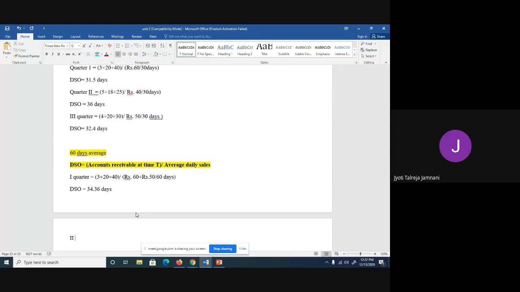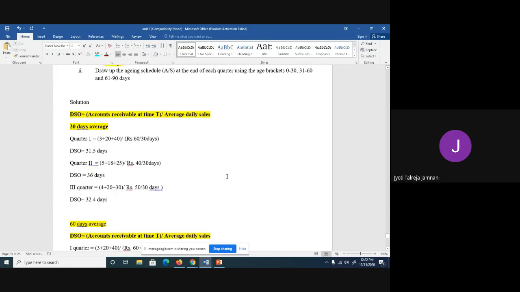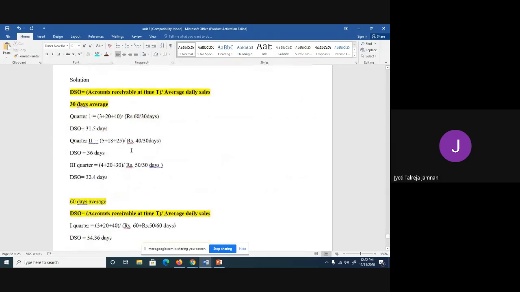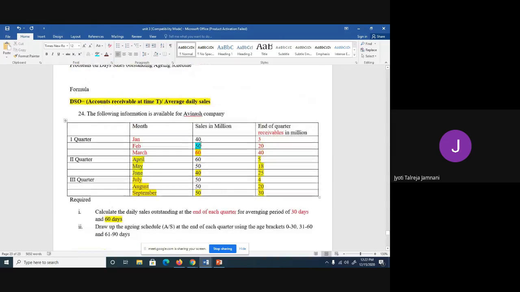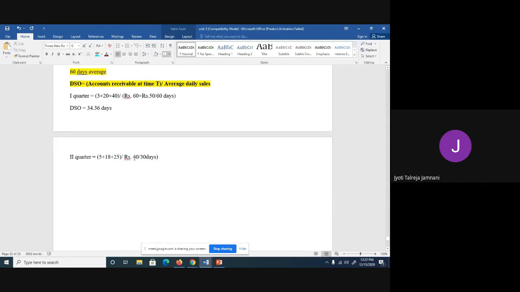Second quarter, for the second quarter, the receivables are 5 plus 18 plus 25. Plus, I need now 2 months sales. So not only June, but I'll also consider May. So 50 plus 40 divided by 60 days. Divided by 60 days you do, because we are taking 2 months. So the answer will be 32 days.